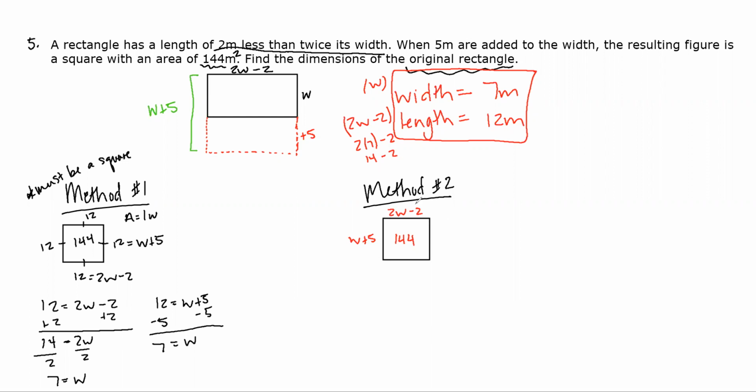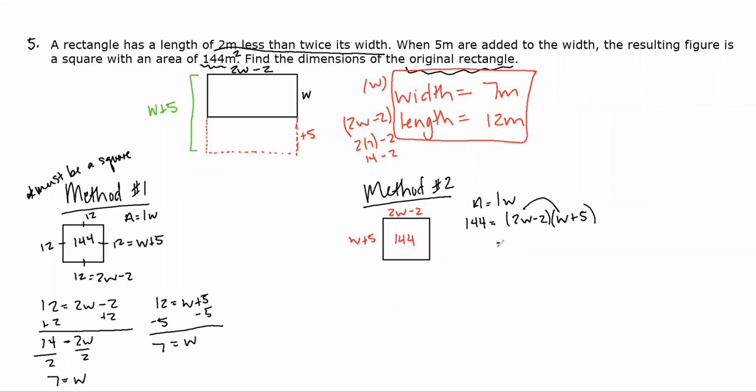So we're using the same kind of dimensions. The only difference here is I'm not going to just set those equal to 12. I'm going to use the fact that area is equal to length times width. So area is 144. This is equal to the length, 2W minus 2, times the width, which is W plus 5. Now we have to go through and solve this equation. So this method is longer, but if you're not given a square, it's just a rectangle, you have to do this because you don't know that all the sides are congruent if it's not a square. So let's go through this just so you can kind of see it.